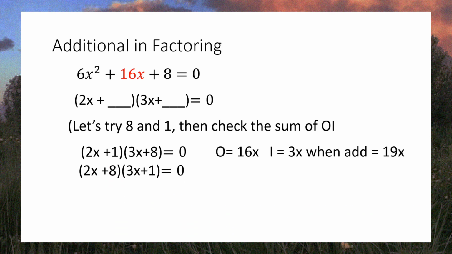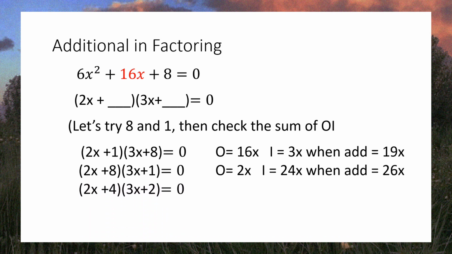Next, paano kung baligtarin natin? 2x plus 8 times 3x plus 1 equals 0. So, ang outer terms natin ay 2x times 1, which is 2x. Ang product ng inner terms natin ay 24x. So, when we add, 26x. So, still, mali pa rin. So, what if, think of other factors of 8. Let's say 4 and 2.